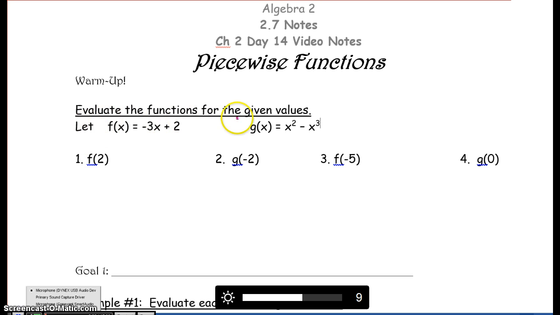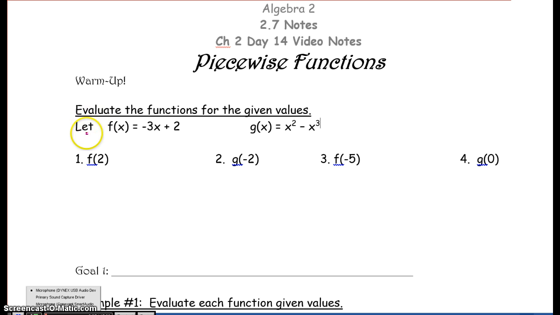It says evaluate the function for the given values, and they give us two functions. Let f of x equals negative 3x plus 2 and g of x equals x squared minus x to the third. In example number 1 it says evaluate f of 2. We have to use the f function because it wouldn't make sense to use g. So f of x equals negative 3x plus 2, and since they want f of 2, we replace the x with 2.